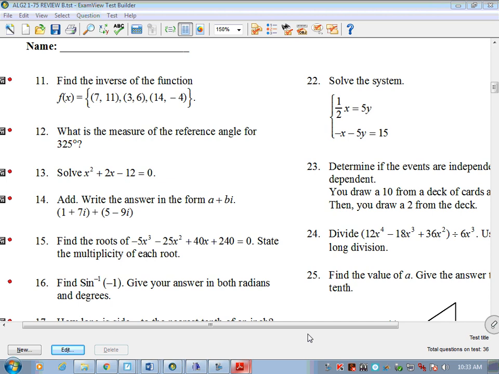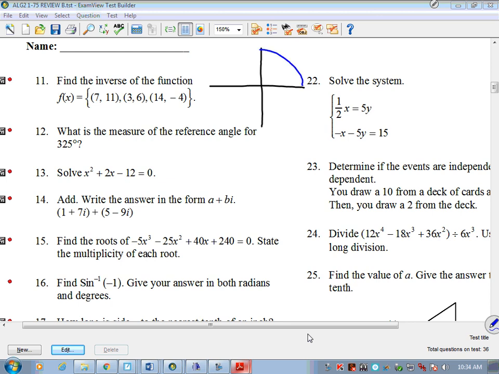Find the measure of the reference angle. Reference angles are always what? Are they ever negative? No, they're always positive. It's an important thing to get here. So 325 degrees. Am I going to go clockwise or counterclockwise? Counterclockwise, very good. I want to go counterclockwise 325 degrees.